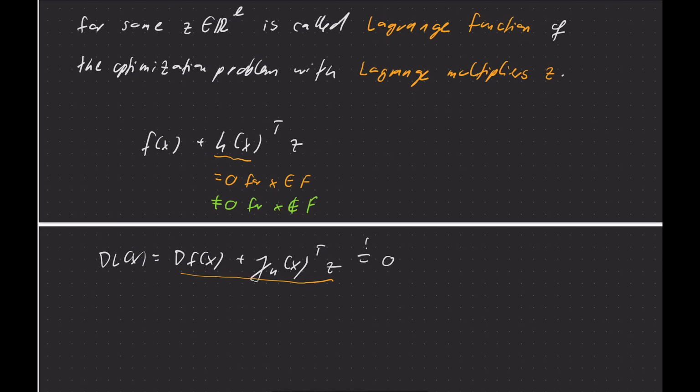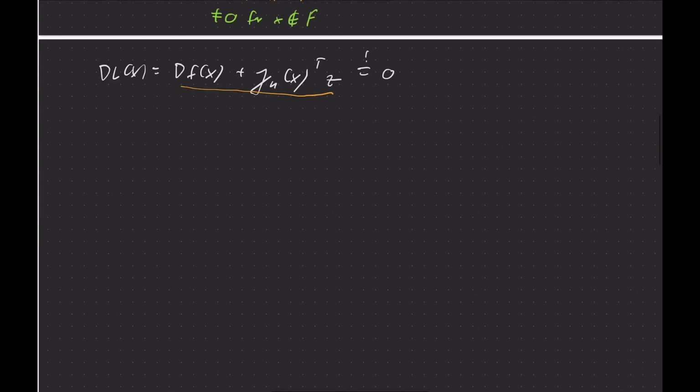And if we are able to do that, then we have found an optimum of the constrained optimization problem. And that is what Lagrange's theorem, or the theorem of Lagrange multipliers, guarantees us. That's the central theorem in this video. And let's write that down. So that is the theorem of Lagrange multipliers.